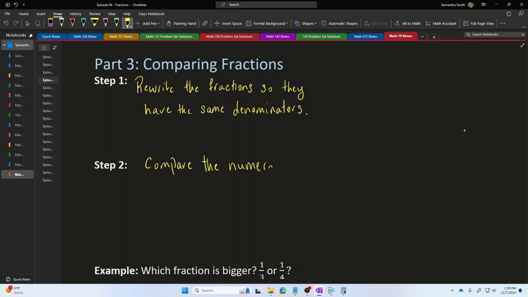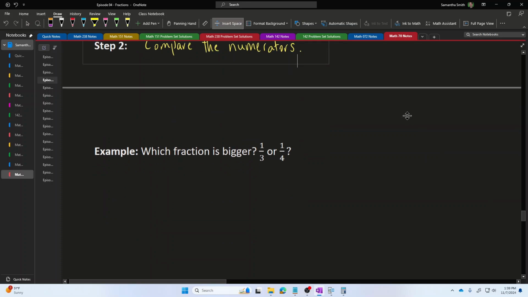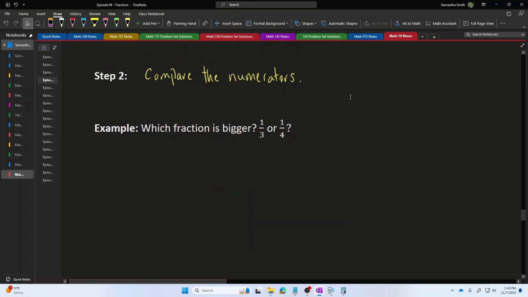Because if the pieces are exactly the same size, then the person with the most pieces wins, right? If the pieces are the same size, the quantity with the most pieces is larger. So let me give you an example. I want to compare which of these quantities is bigger, 1 over 3 or 1 over 4.